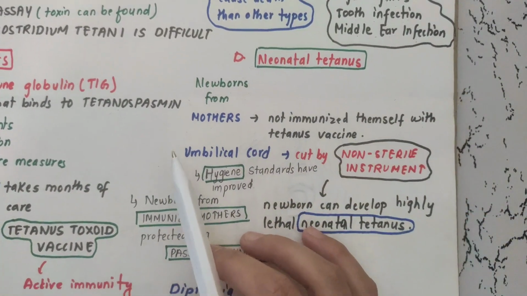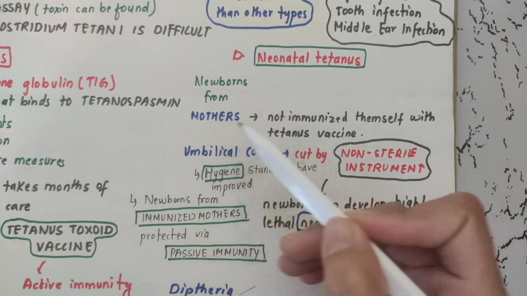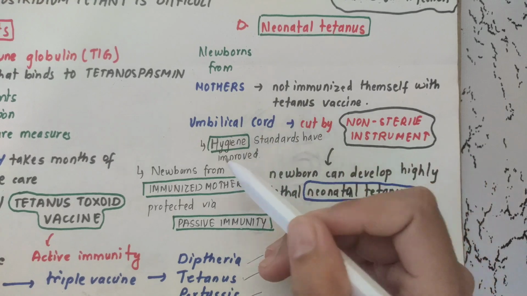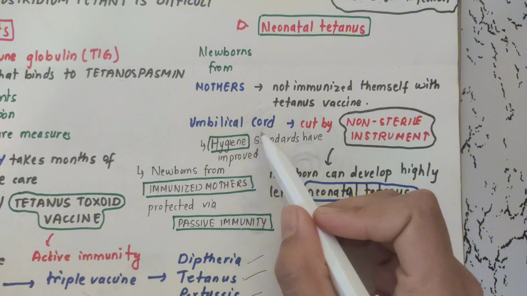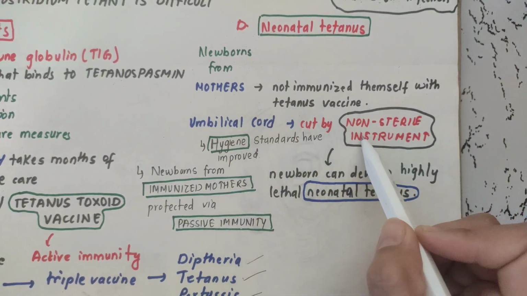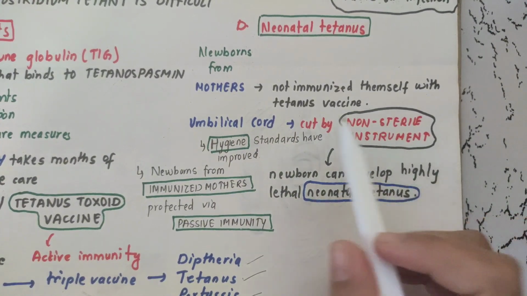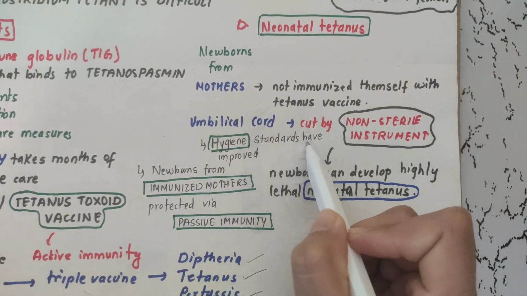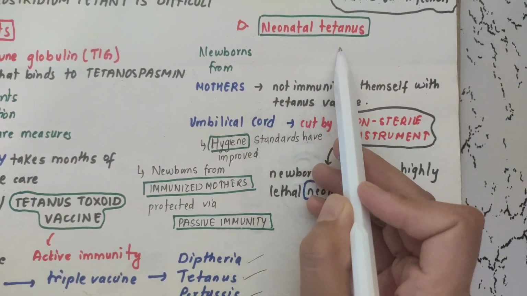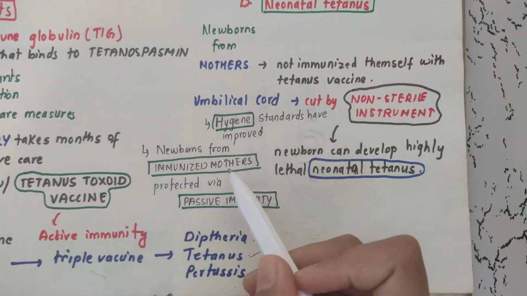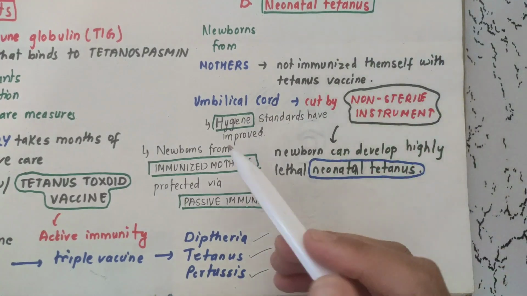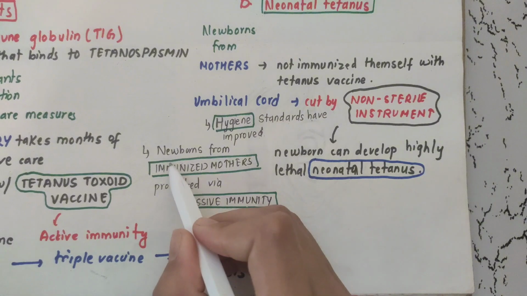The fourth one is neonatal tetanus. It occurs in a newborn where the mothers are not immunized with tetanus vaccine. Sometimes, in case of delivery, the umbilical cord of a newborn baby is cut by non-sterile instrument, which leads to the development of neonatal tetanus. We can improve hygiene standard to prevent neonatal tetanus, and we can also immunize pregnant women with the vaccines of tetanus that provides passive immunity to the newborn as well.